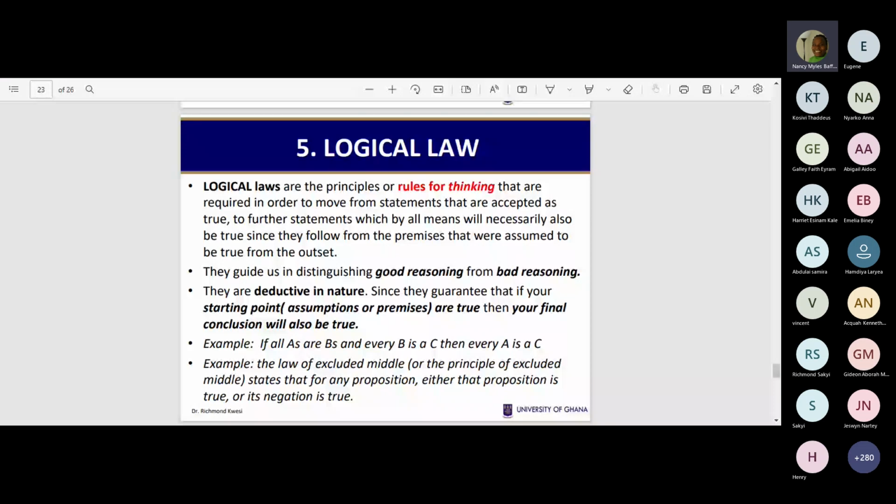For example, if you say all A's are B's, and then you yourself tell us that all B's are also C's, then what are you telling us indirectly?